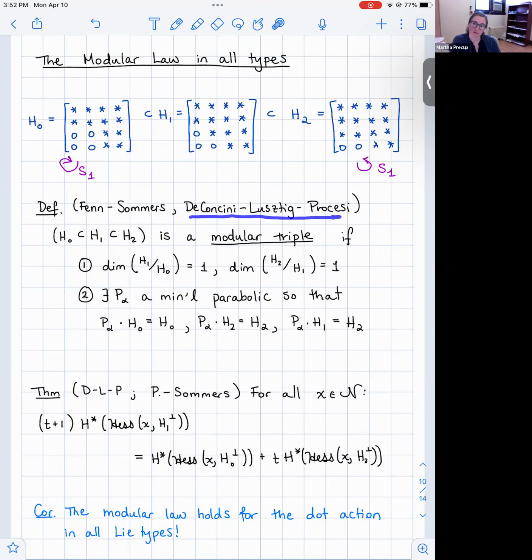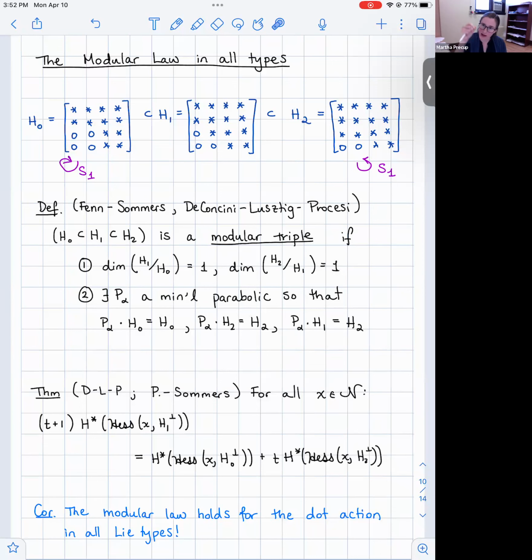So they were studying Springer fibers. And then Eric Sommers and one of his graduate students, Molly Fenn, also studied these sort of triples of things. And so there was already a definition out there in the literature that turned out to generalize this type A setting. So the definition says, well, like in type A, we only ever want to increase the dimension by 1. So I'm going to require that H1 mod H naught have dimension 1.